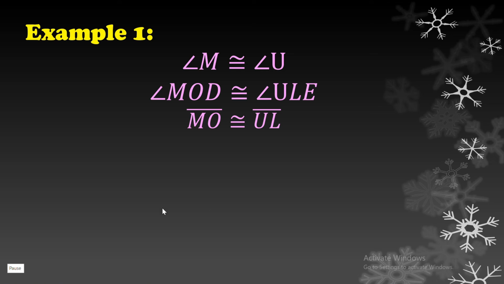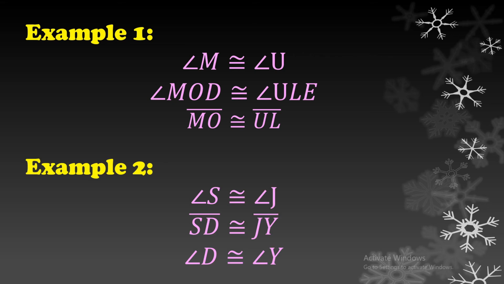Let us have another example. So again, given these three corresponding parts of two triangles, can we prove that those triangles are congruent based on the SAS congruence postulate?